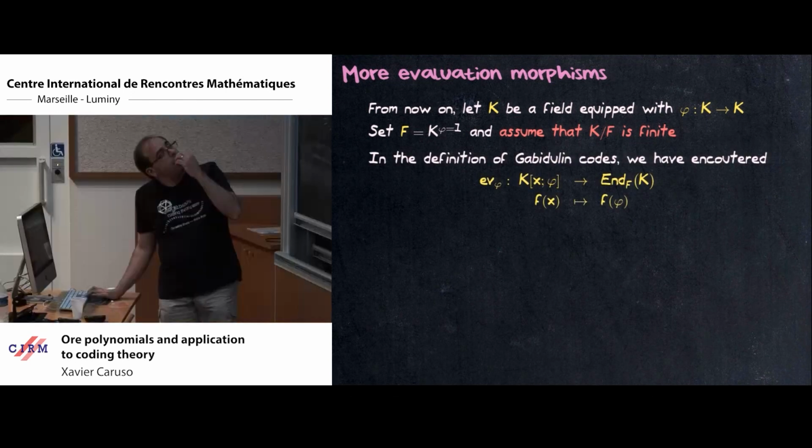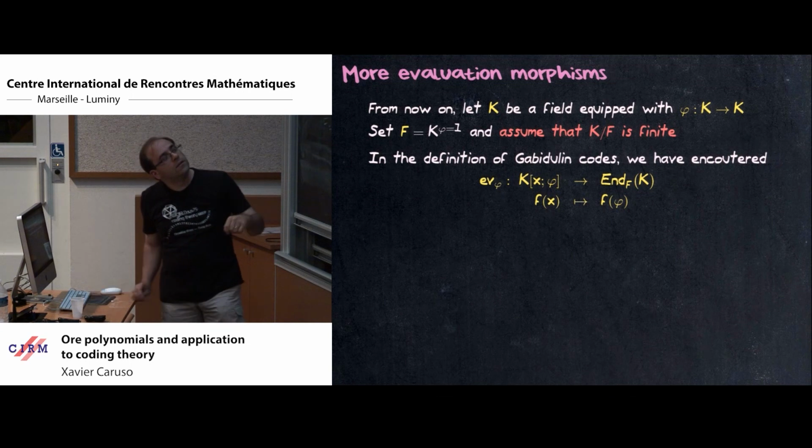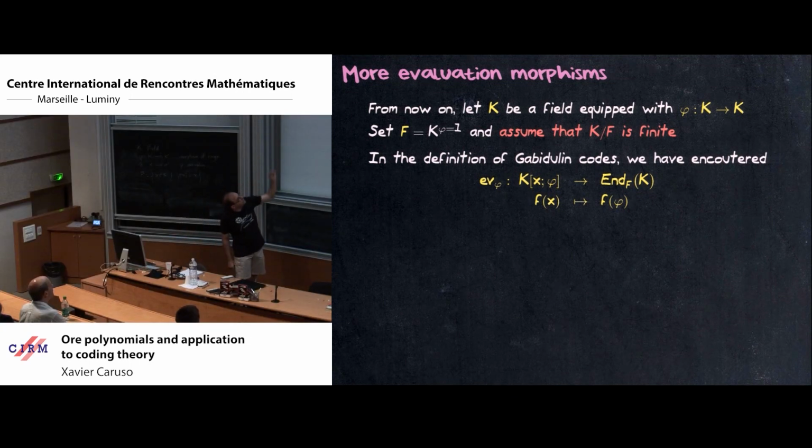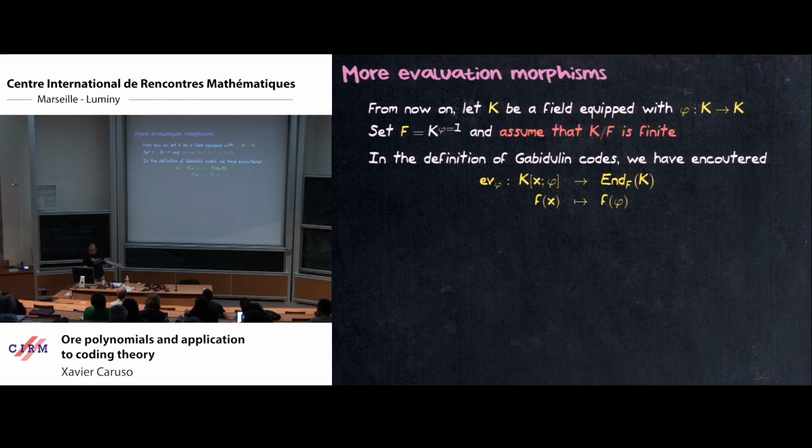So as I said in the definition of Gabidulin codes, we have encountered this evaluation morphism mapping f of x to f of phi. And the fact that we are working with array polynomials on the left ensures that this evaluation morphism is actually a homomorphism of rings. It commutes with multiplication.